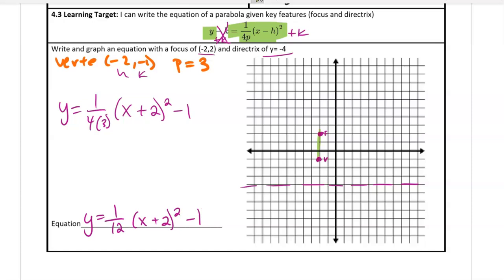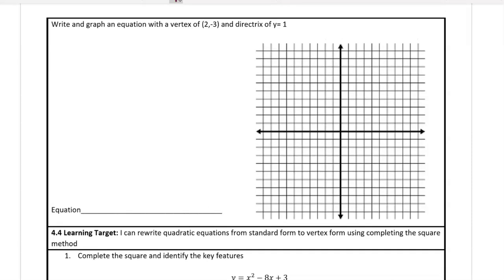Now, if we wanted to graph the other 2 points to see where the parabola went, we could look at the 12 here, go to our focus, and half of 12 is 6. So we'll go 6 to the right and 6 to the left. Then we can see our parabola goes a little wide there, just like that. All right, moving on, we got another one.